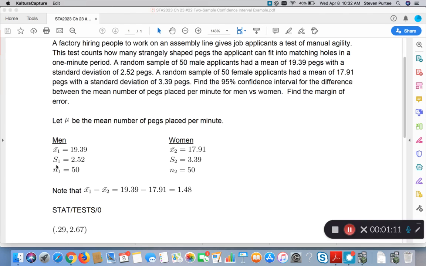So each group comes with their own sample statistics. For men, we had the sample mean, standard deviation, and sample size. For women, same thing. And then we choose who's group 1 and group 2. Whoever has the higher mean gets to be group 1. So here, men are number 1 at putting these pegs in these holes.